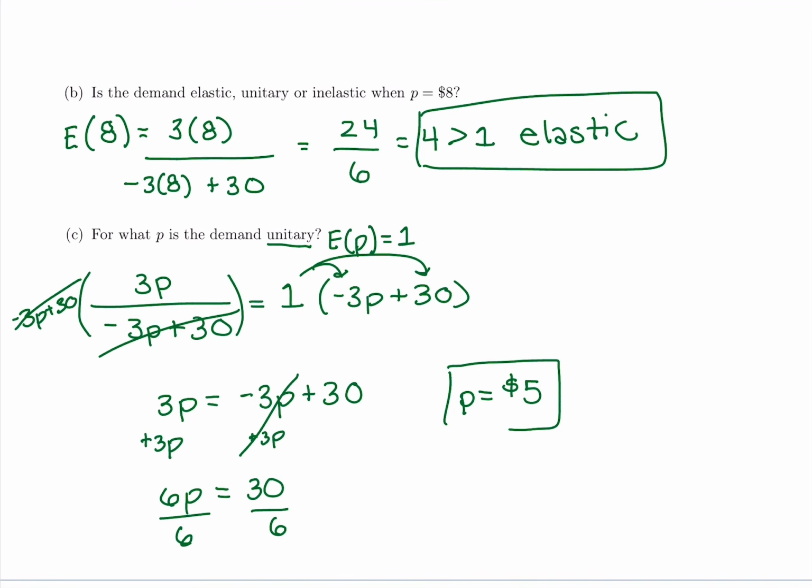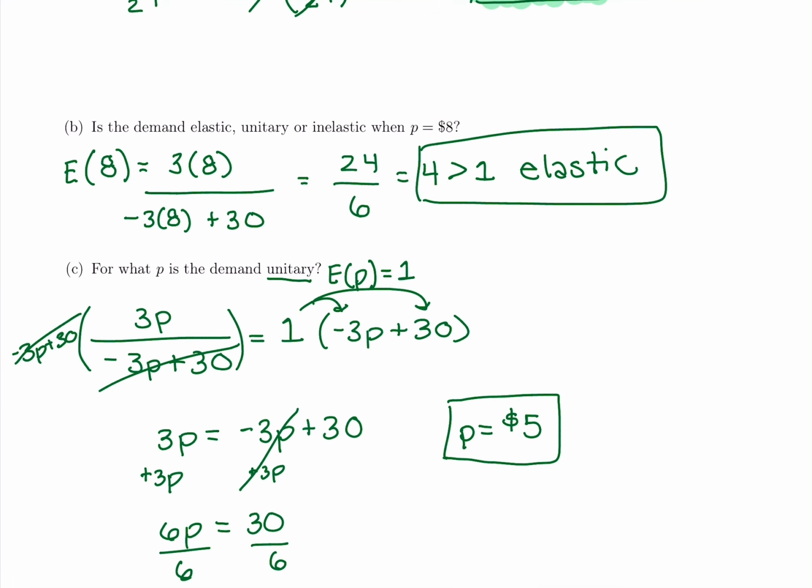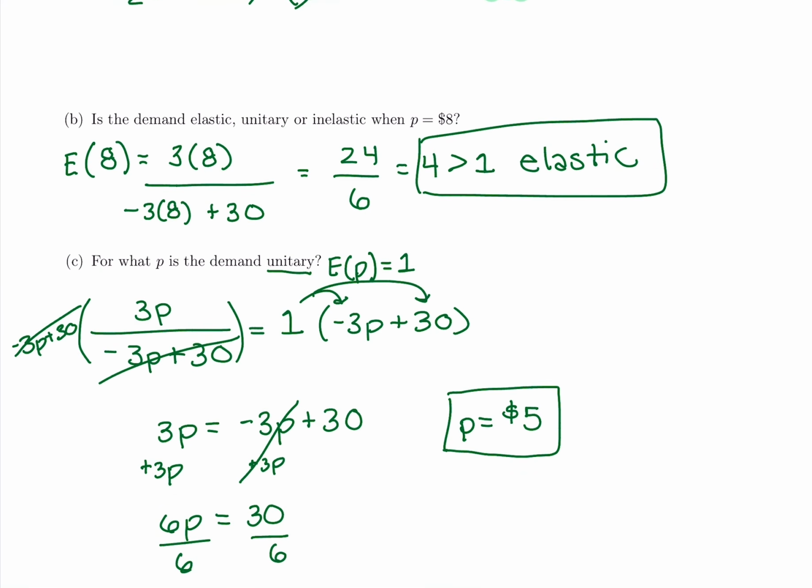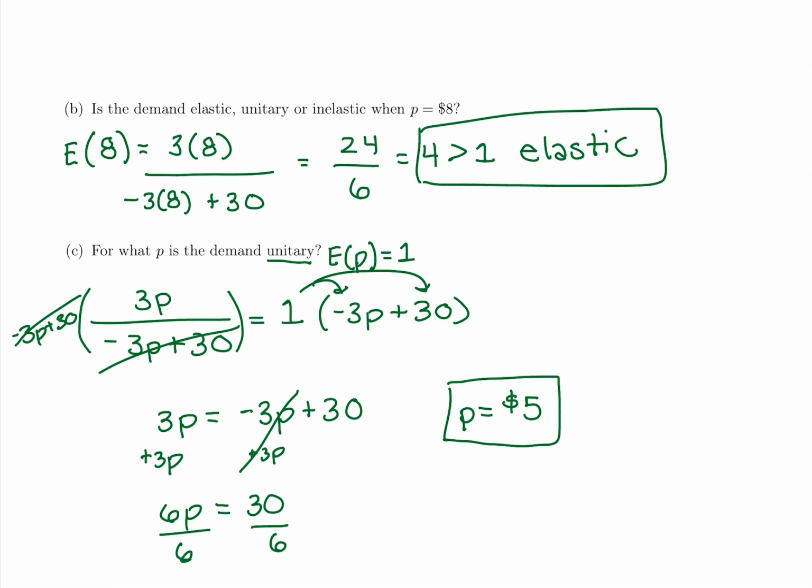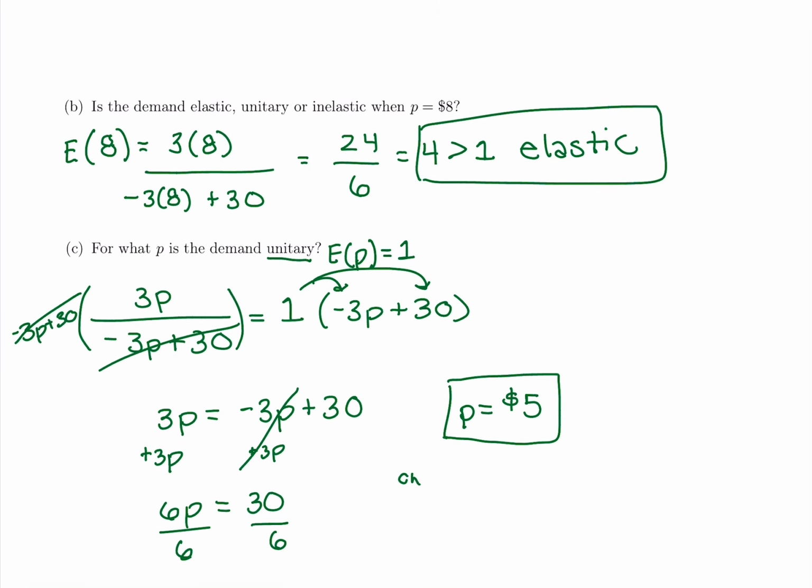If it didn't come out to be a nice whole number, I would round to 2 decimal places because we're talking about setting price. So our price is $5 in order for it to be unitary. The nice part is I can grab my calculator quick and make sure that this works. I can check my work on this before I send out any sort of recommendation and make sure E of 5 really does equal 1. It has to equal 1 to be unitary.